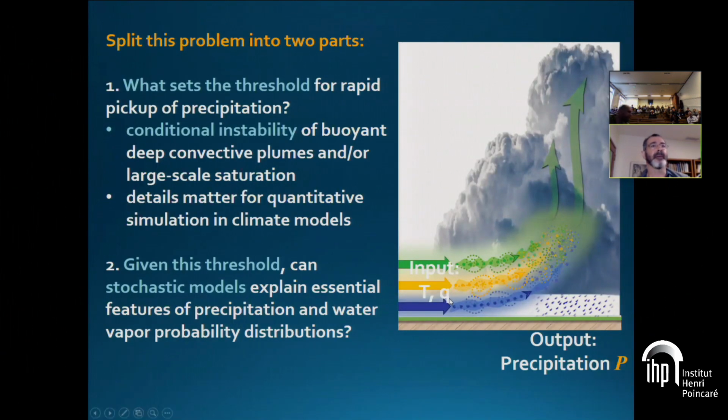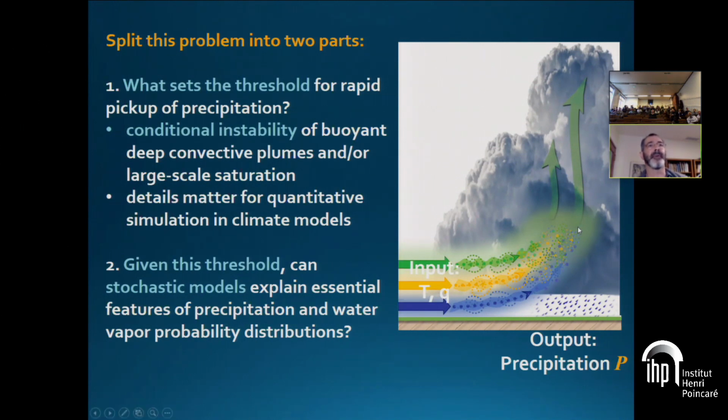So if we think of our convective system here, the inputs are a profile of temperature and moisture, and the output we can think of as precipitation here. We're splitting the overall problem into 2 parts. One is what sets the threshold where you get the rapid onset of precipitation. In the tropics, this is primarily conditional instability, and that's what I'll focus on today.